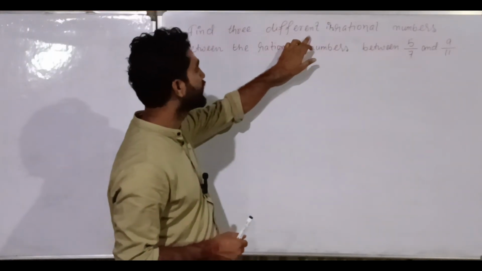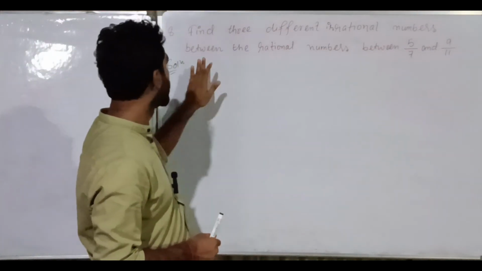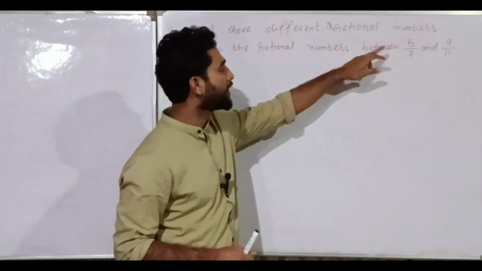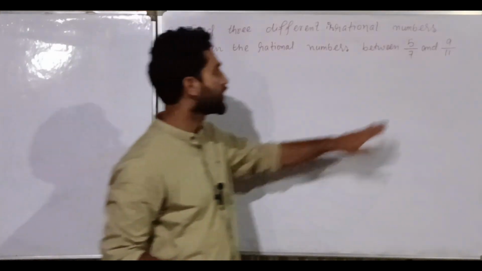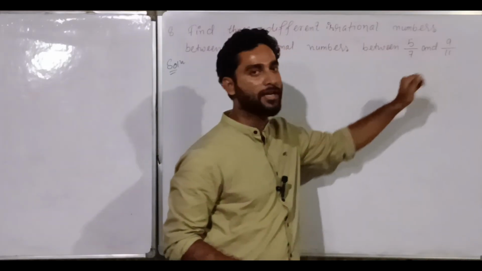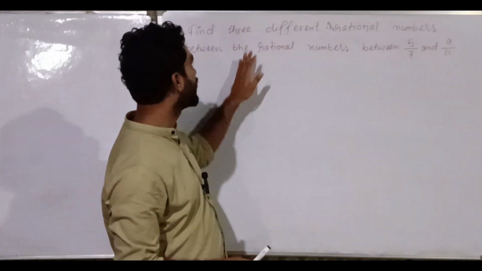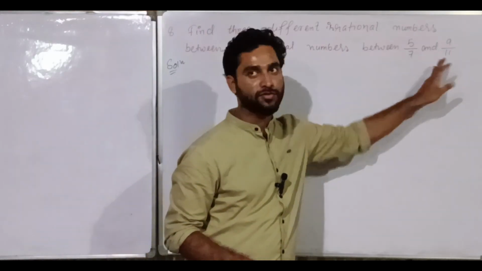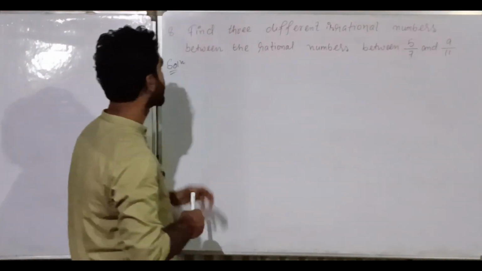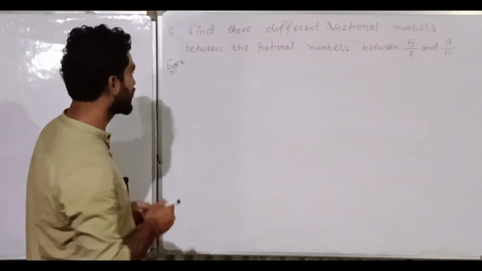Now let's see this question number 8. Find three different irrational numbers between the rational numbers 5 by 7 and 9 by 11. So two rational numbers are given. One is 5 by 7 and one is 9 by 11. So we have to find out the three irrational numbers between these two numbers. So let's see how we can calculate.